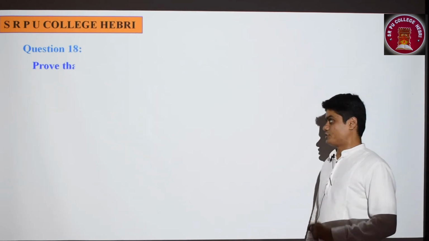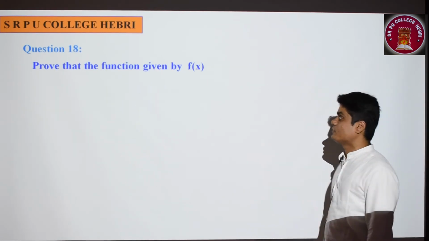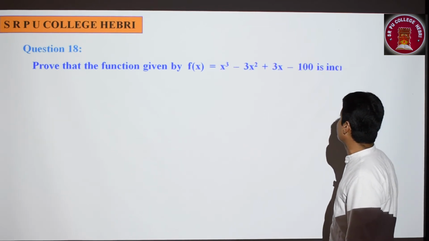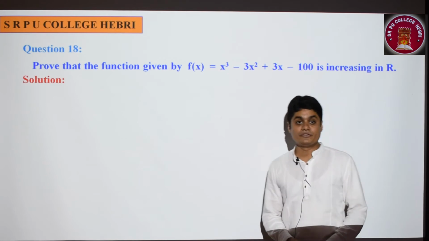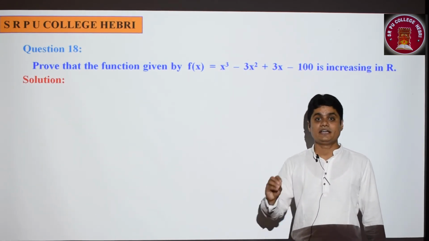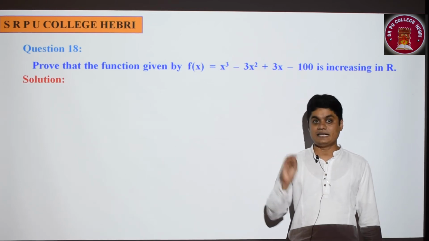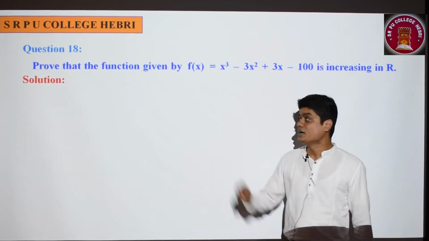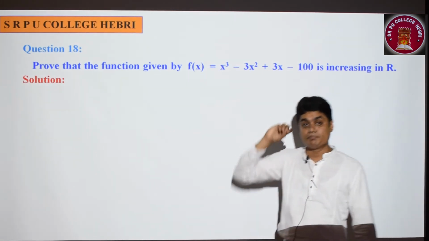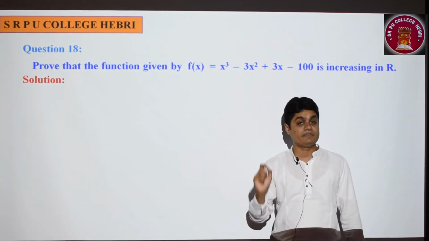Okay. Next question. Question number 18. Prove that the function f of x is equal to x cube minus 3x square plus 3x minus 100 is increasing in R. So we have to prove that this is always increasing, and this is the last question in increasing decreasing function. We have to prove this always increases. This is an important question. Please remember, it's a very very important question.